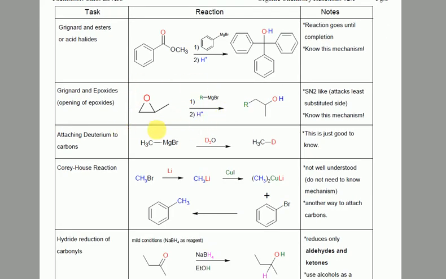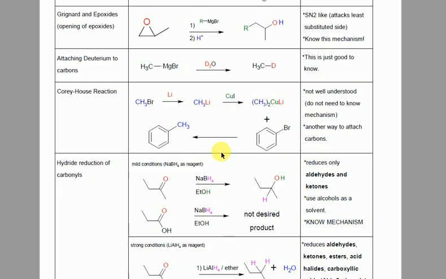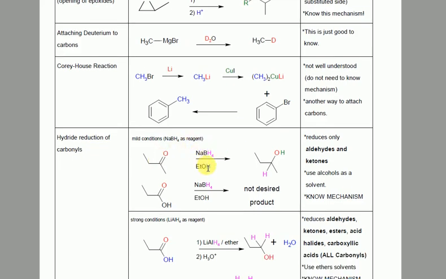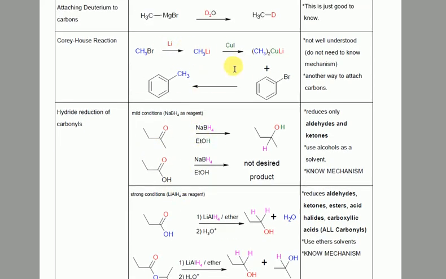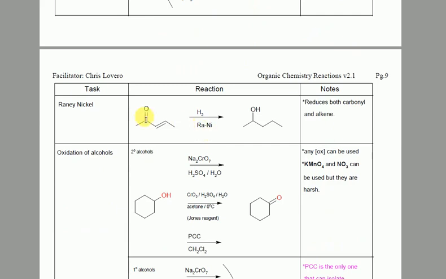Do not memorize these. This is memorization right here. It's easy. It's not really memorization, but you can memorize it. This should maybe be memorized, right? Corey-House is memorized. These should be understood, right? Reduction should be understood. This is Raney nickel. Only difference is that now we have carbonyls reducing to alcohols, and we use Raney nickel specifically to do that.